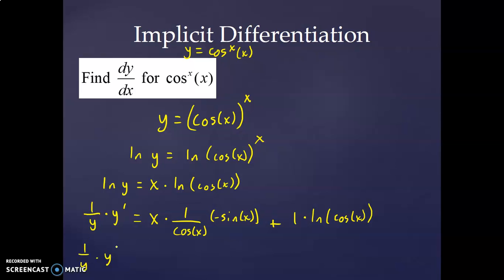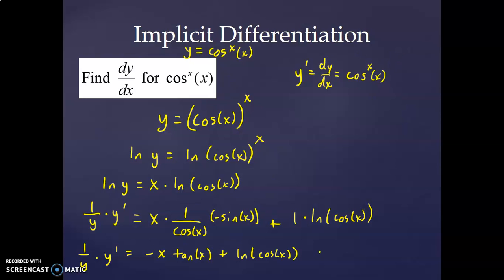1 over y times y prime. Negative sine over cosine. I'm going to move the negative out front. So negative x. Sine over cosine is tangent. So negative x tangent of x plus ln of cosine of x. And then I would just multiply by y. So my final answer for y prime or dy dx would be cosine of x to the power of x times this thing.